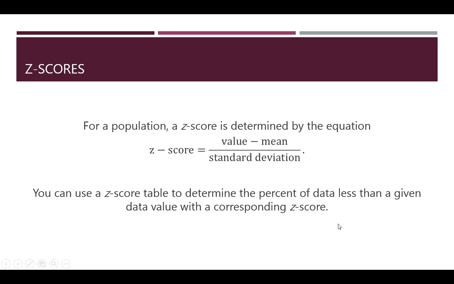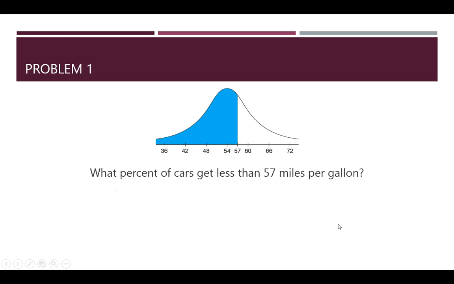So let's go ahead and jump into this. Let's pick back up with where we left off yesterday. You remember last class we had hybrid cars and we had a normal distribution of the miles per gallon they got, with 54 being the median and then 6 being our standard deviation. So count 6, count 6, count 6 up, minus 6 to go back. So we want to know what percent of cars get less than 57 miles per gallon.